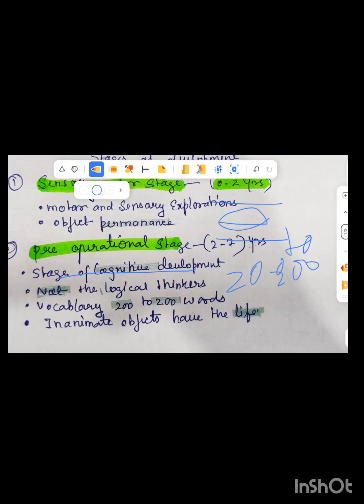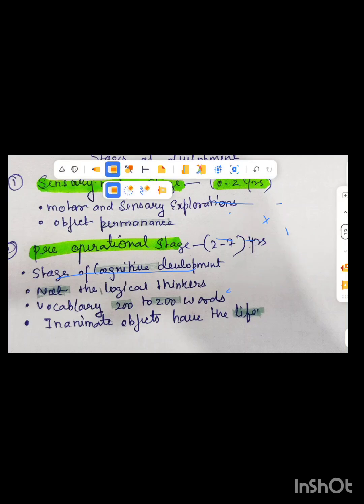And another characteristic is that inanimate objects have life. In this stage, the child thinks that inanimate objects like toys and dolls have life. The child starts thinking that the toys and the dolls hold life.